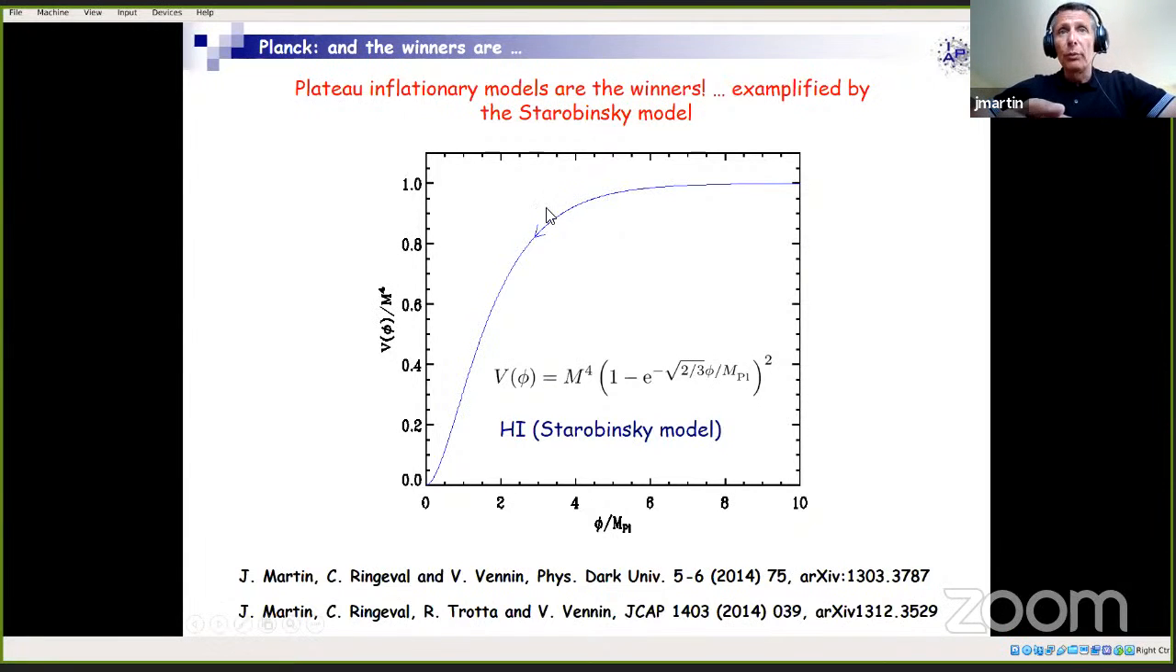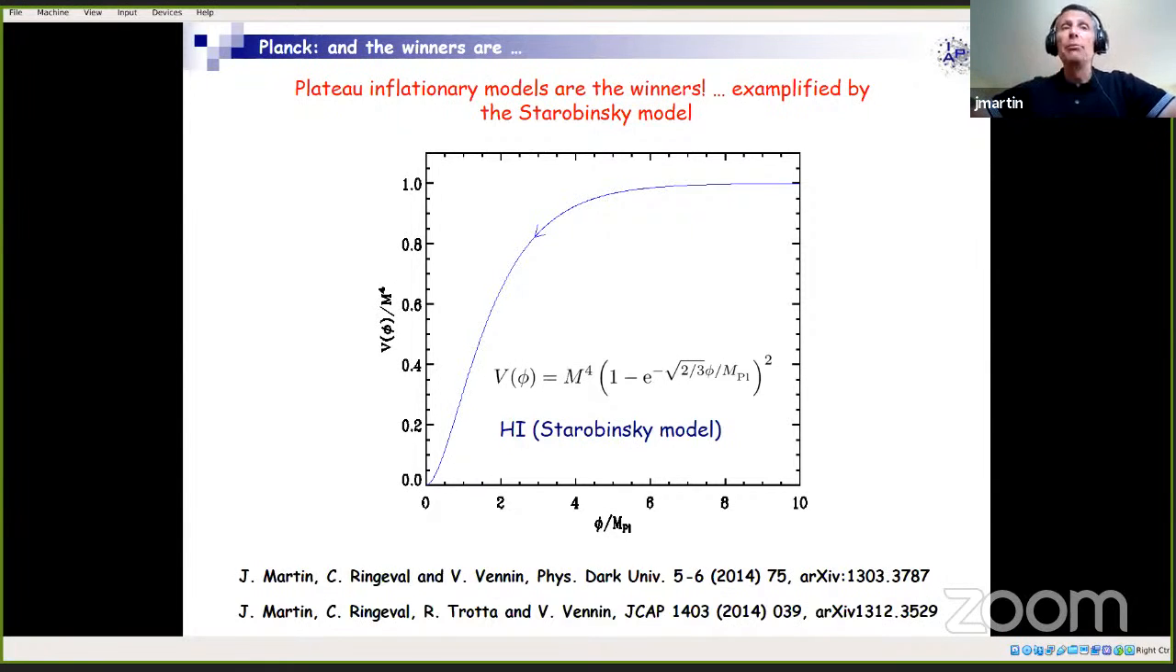So a plateau model has a potential with this form, with a potential which flattens out at infinity. So in this model, the field slowly rolls down its potential from the right to the left on the plateau, which is very flat. So this is typically the kind of information that you get on inflation from the Planck data.